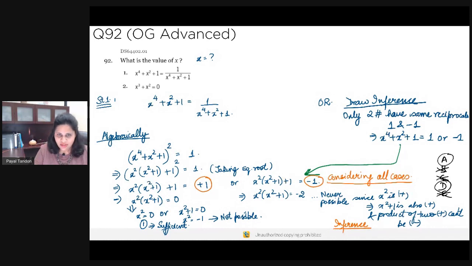So I'm going to walk you through the solution, and I want to make sure that you also solve the question in a similar manner. Now I need to find the value of x, right? What do I have? I have statement 1 over here. x raised to the power 4 plus x squared plus 1 is equal to 1 over the same term.